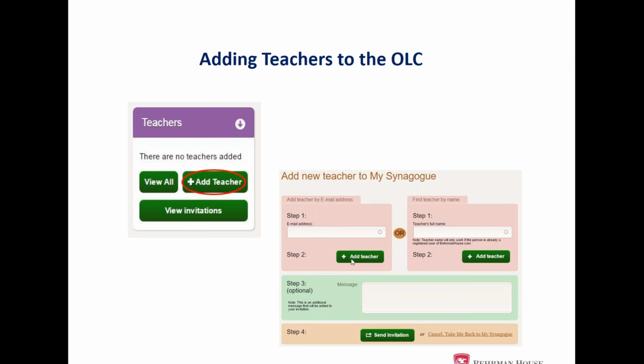Then you can compose a note, a message, telling them to respond to the email invitation that they'll be receiving to join the OLC. The process is not complete until you click the green button labeled Send Invitation. That sends the note to all the teachers that you have added in step 1. You can do it one at a time. You can do several teachers at once, adding them in to Add Teacher, and when you send invitation, it sends it out to that group.